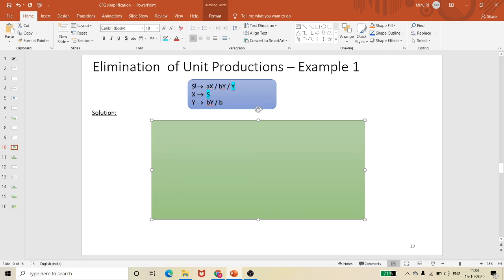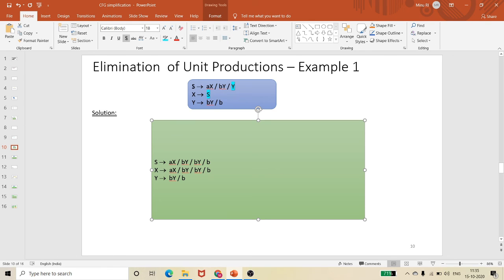It is very simple. Let me copy this. Instead of simply Y, I need to copy the entire content of Y, which is BY and B, and paste it in the place of Y. Similarly, X gives S means instead of this S you write the entire thing: copy it, paste it, rewrite it, that's it. This is your solution. I hope you understand, this is very simple.